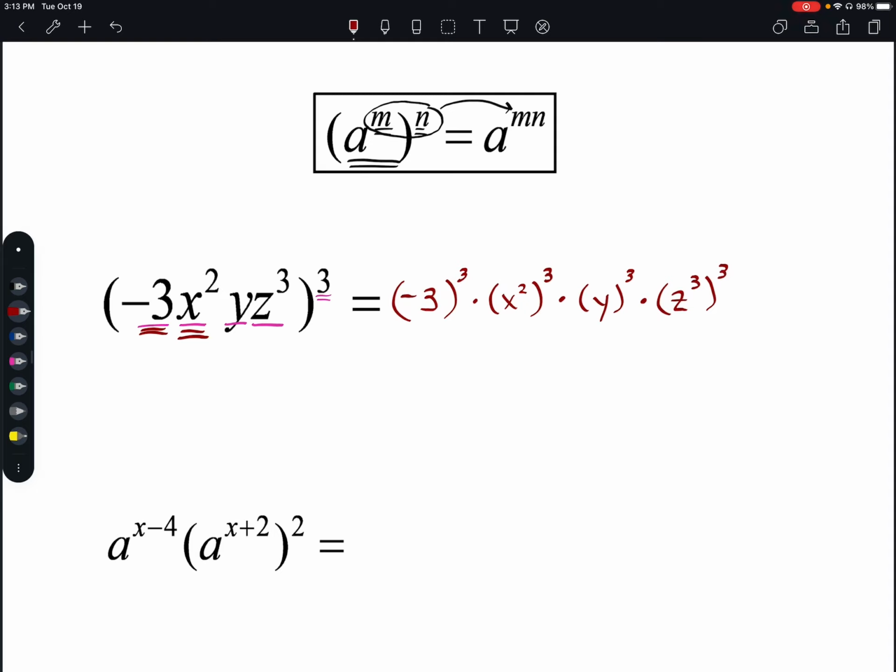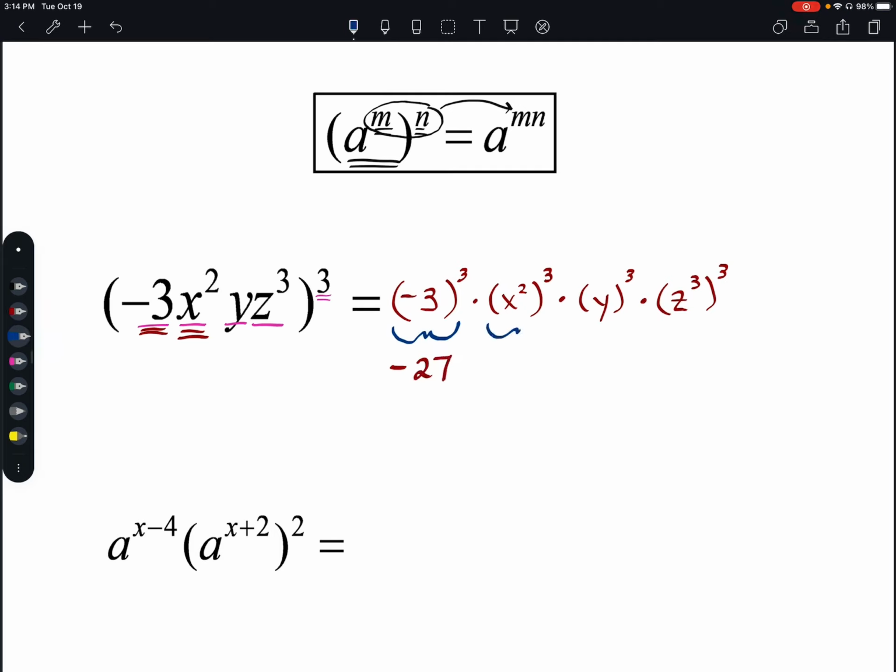So let's simplify this down now. First, we'll look at -3 to the 3rd. We know that's -3 times -3 times -3. When we have an odd number of negatives, we know the answer is still going to be negative. And 3 times 3 times 3 is 27.